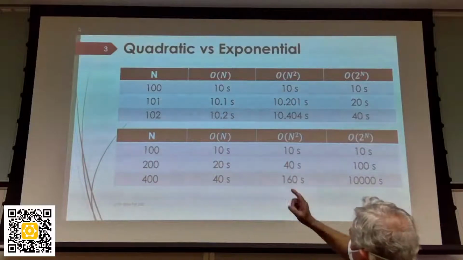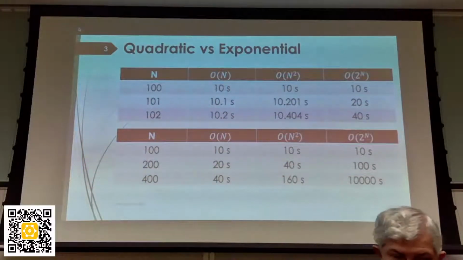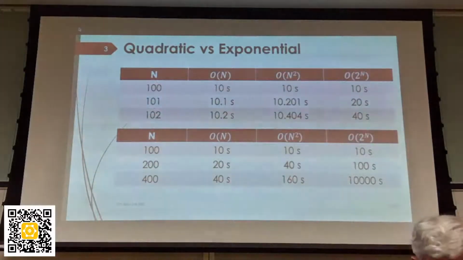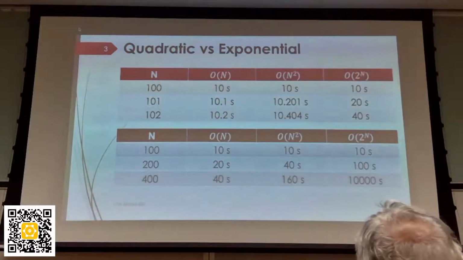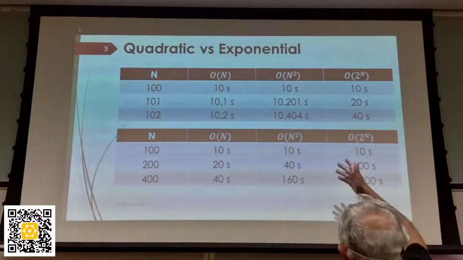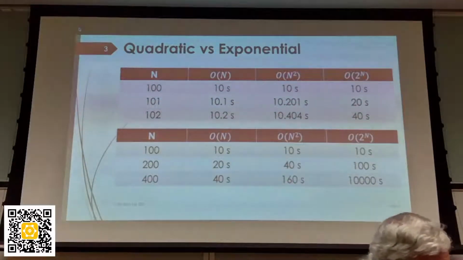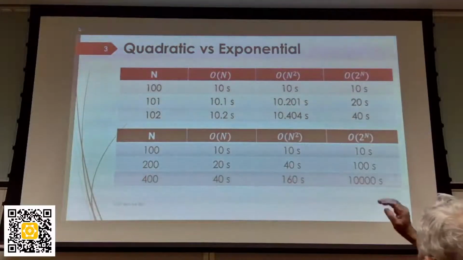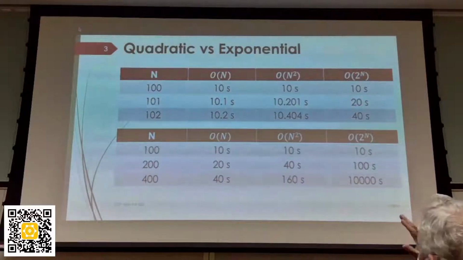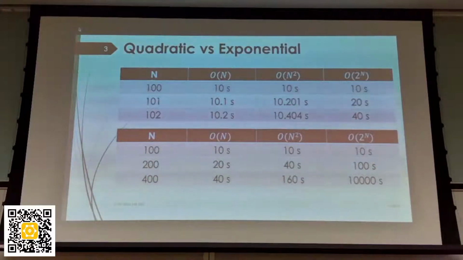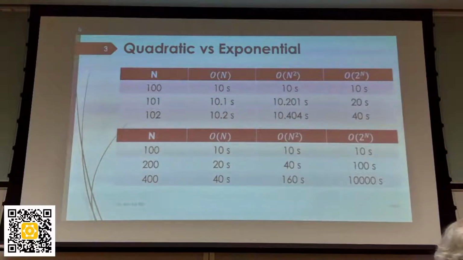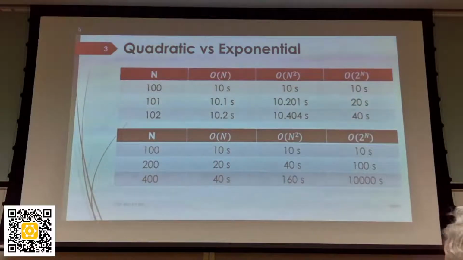In the linear time, it's going to grow linearly, of course. So that goes 10 to 10.1 to 10.2. With the n-squared algorithm, it's a little more complicated, but you can kind of figure this out. So instead of 10 seconds, you're going to get 10.2 seconds, then 10.4 seconds, and so on.